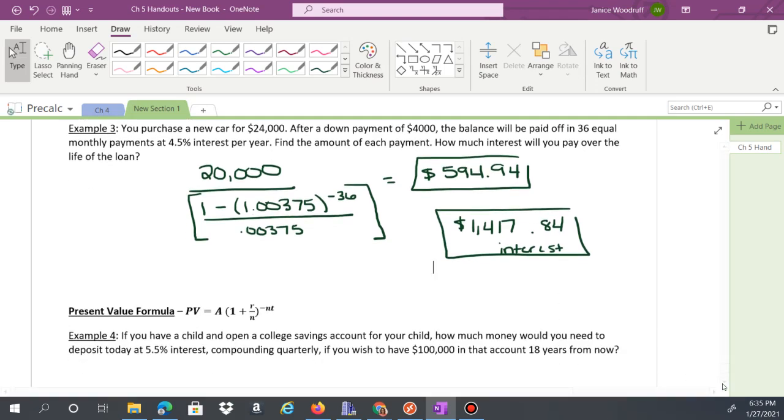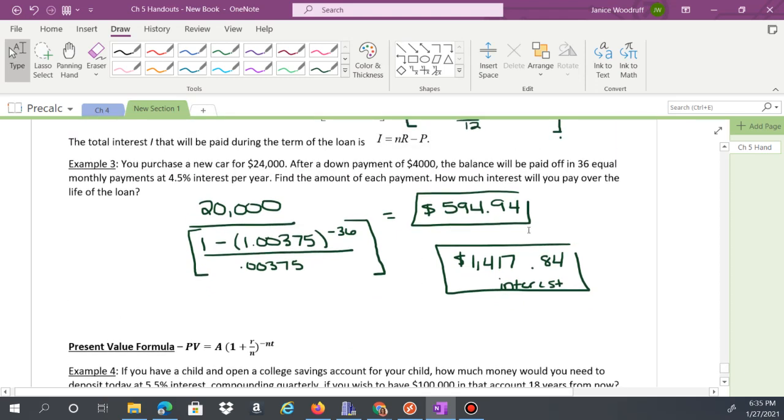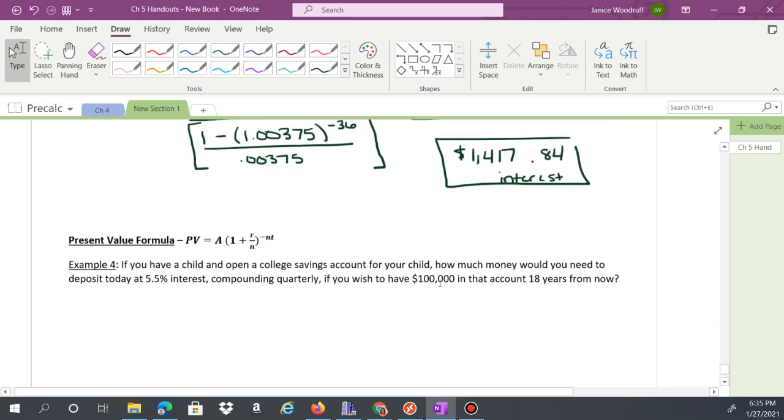Okay, so we got one more. And then I just want to make a note here, $594.94. We'll look at that later on, how much money you'd have after 3 years if you invested that instead of paying on a car payment, right? We'll look at that too.